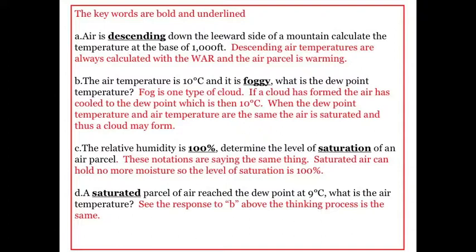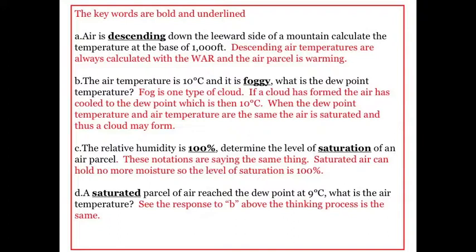For the first problem, air is descending down the leeward side of the mountain. Calculate temperature at the base of 1,000 feet. Descending air temperatures are always calculated with the wet adiabatic rate, and the air parcel is warming.